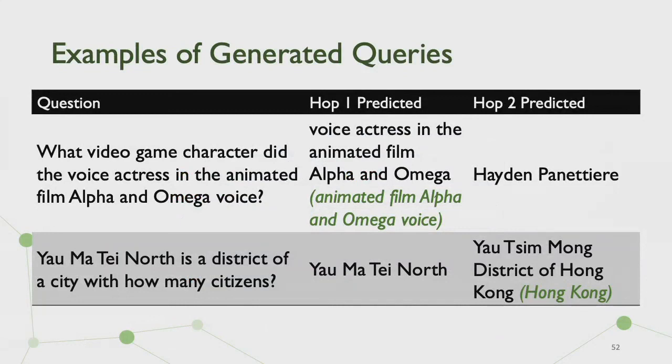And sometimes this model generates things that are roughly correct, as many other question answering models do. In this particular case, it's being overly specific in the second hop of its queries.